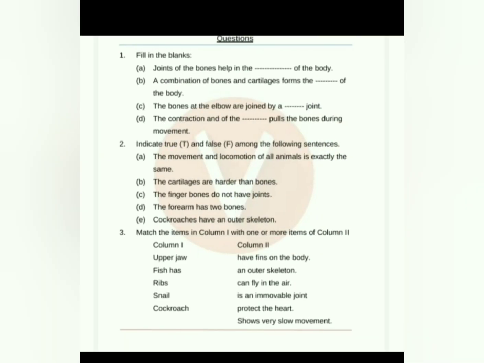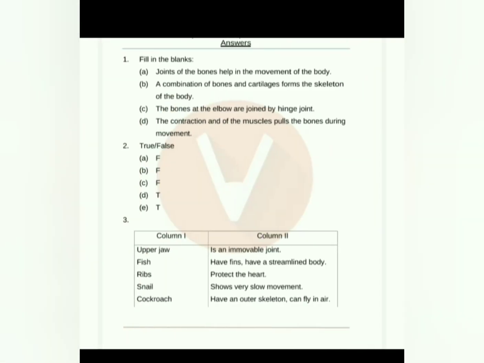Next one is ribs. What is the correct answer for ribs? Why are ribs helpful? See, the answer is ribs protect the inner parts like heart and lungs. But in the options, they give protect the heart only. Okay, protect the heart is the correct answer for ribs.